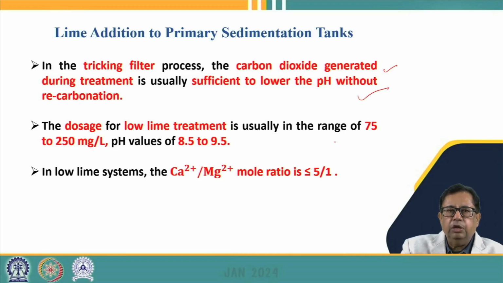So the dosage in the low lime treatment varies from 75 to 250 milligram per liter, and we get a pH value of nearly 8.5 to 9.5. And the calcium to magnesium ratio that needs to be maintained should be less than or equal to 5:1.